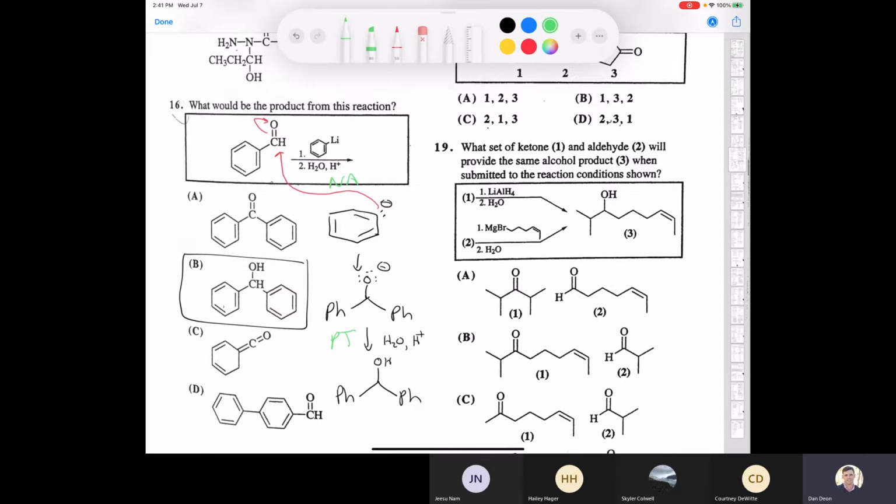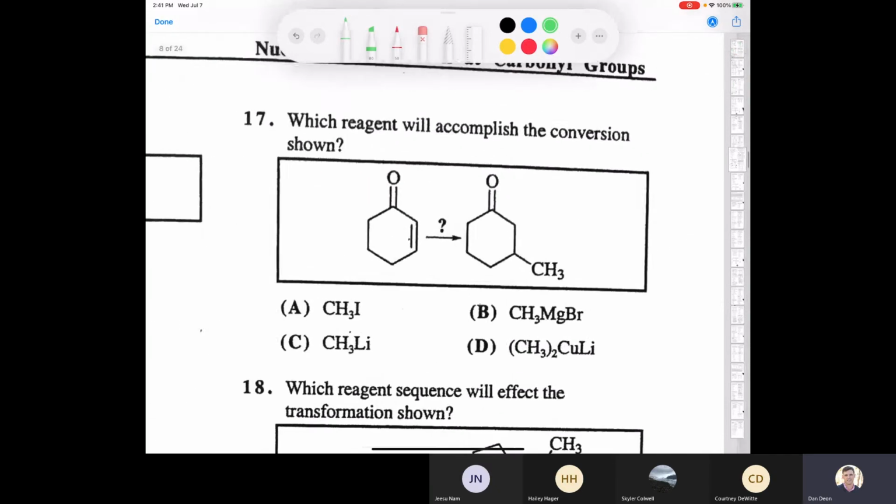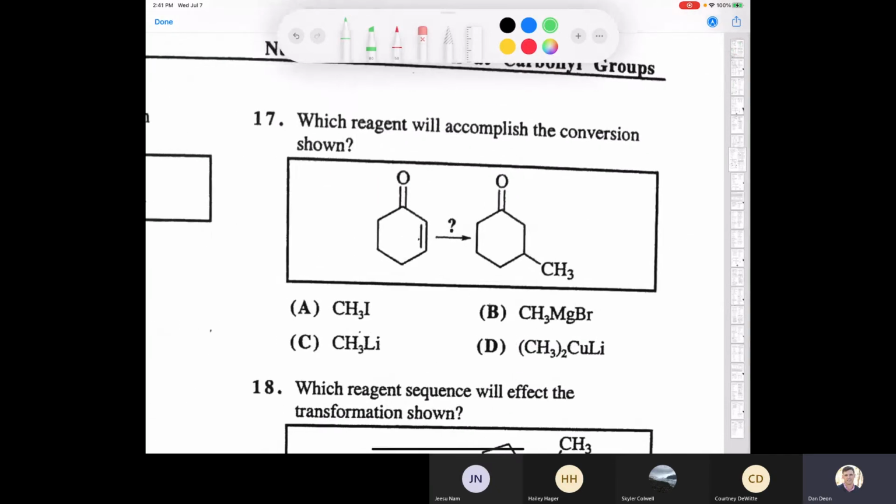All right, let's try question number 17. It says, which reagents will accomplish the conversion shown? So we want to take 2-cyclohexenone, and then we want to convert it to this 3-methylcyclohexanone. I'll just throw that out there to my students. Can anybody tell me what would be the best reaction or best reaction conditions here?